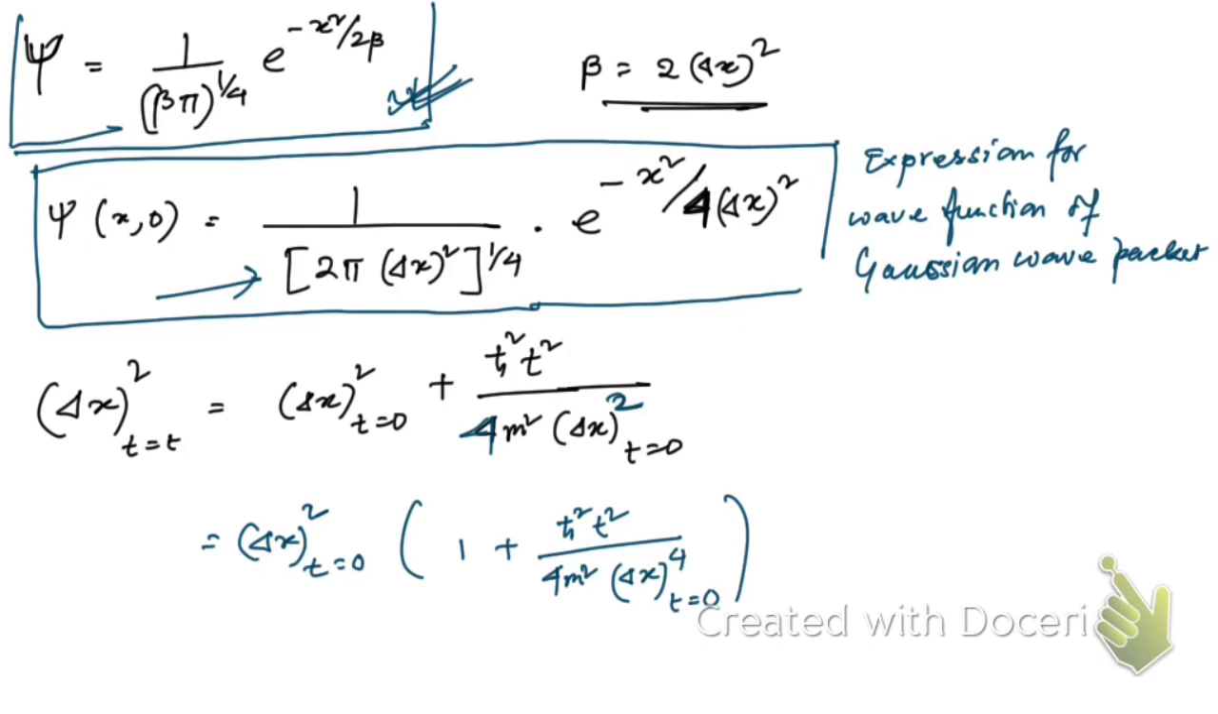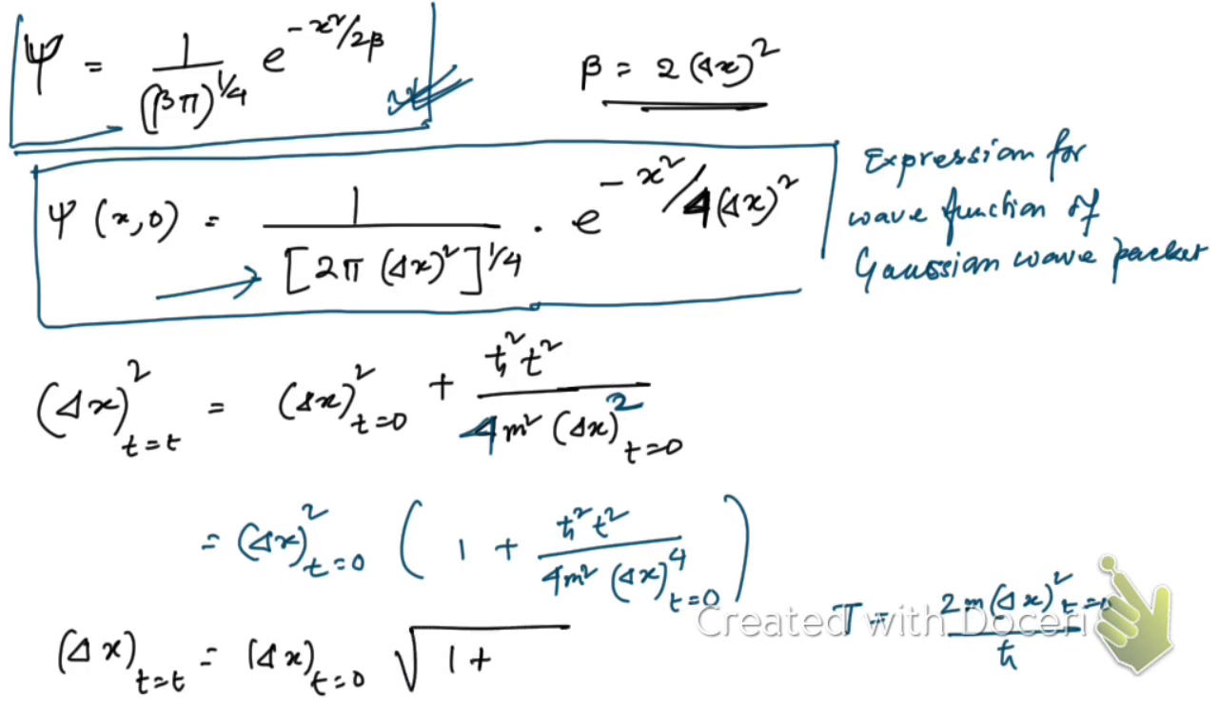And if you consider that capital T is equal to 2m del x square at t equal to 0 divided by h cut, then you see what we're going to get. Then this expression takes this form: del x at t is equal to del x at t equal to 0, and if you remove the square, taking the square root, then you're going to get root over 1 plus small t by capital T whole square. That's what we're going to get.